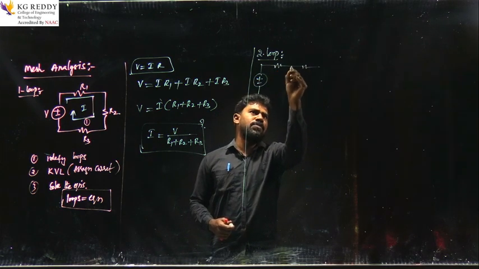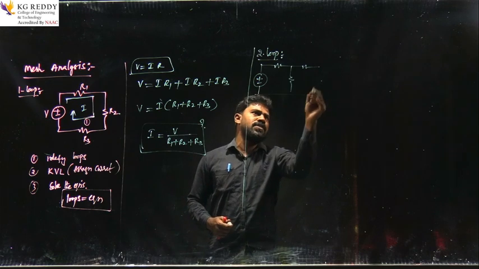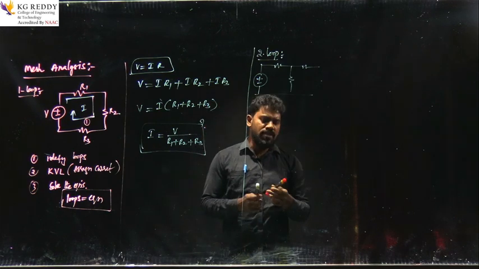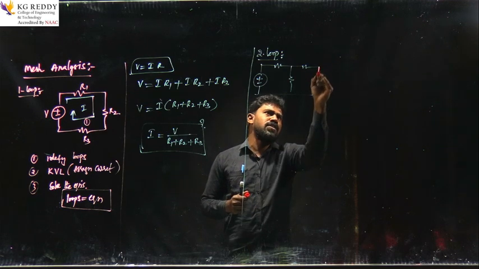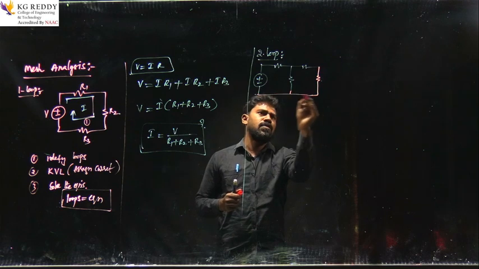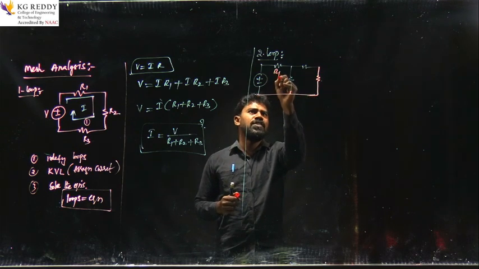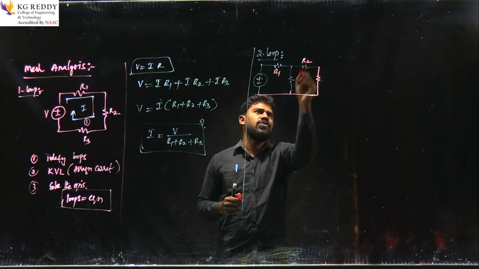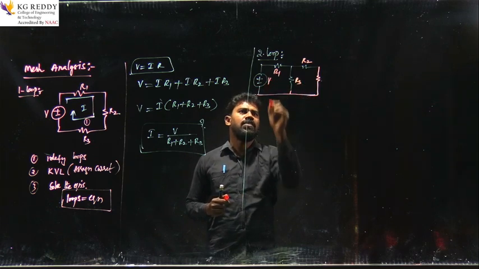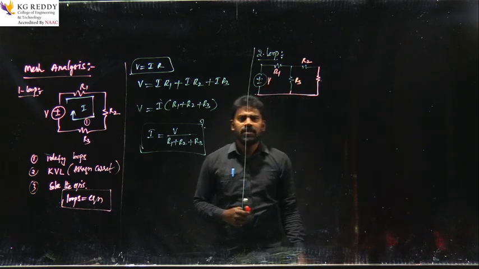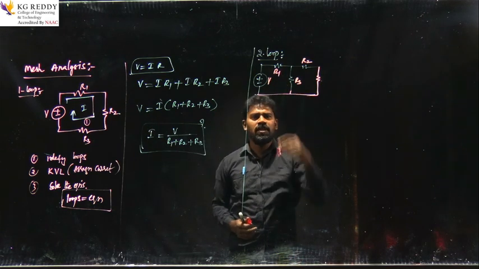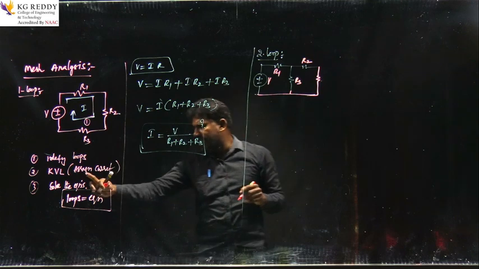So randomly I am taking different elements here. Some resistances are there, and one more resistance I am going to connect here. I am going to denote them R1, R2 and R3. This is a supply voltage V I am going to take. My aim is to apply mesh analysis to this network and to find the current in each loop.